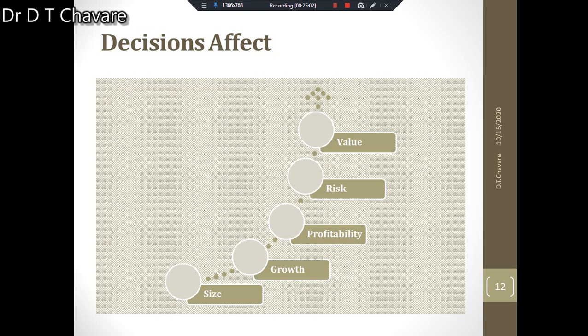In this way, these are the decision effects on the business. With the help of these five points, we have completed this topic.